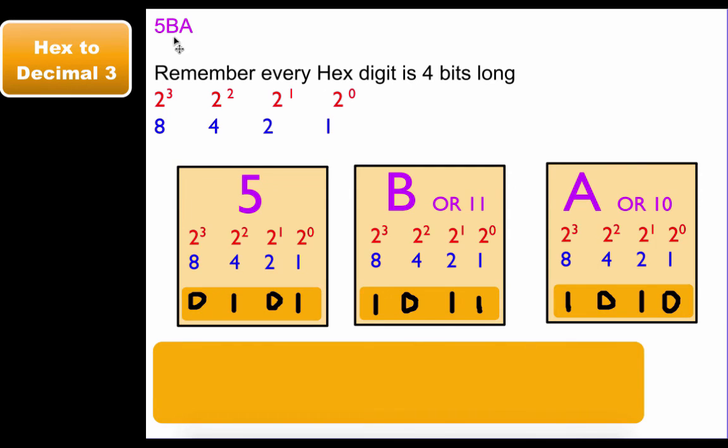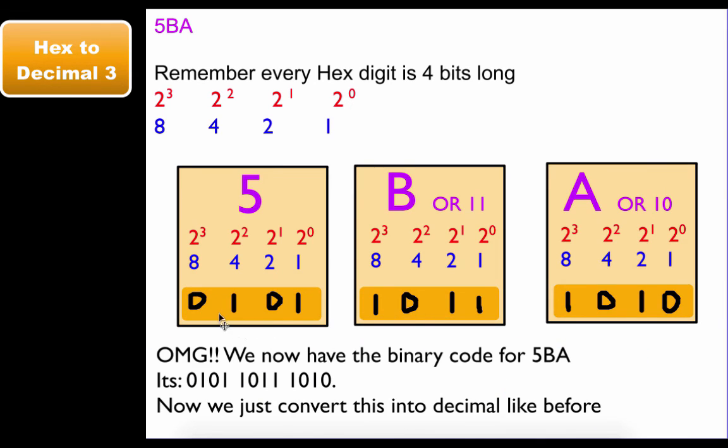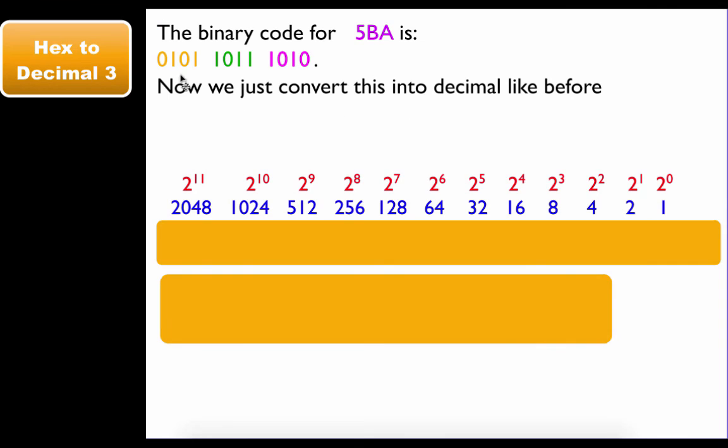So 5BA in hex converted into binary is 0101 1011 1010. Once we have this number, we will just convert that binary number into decimal just like we did before.